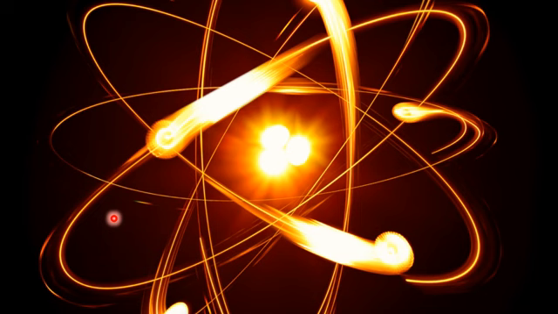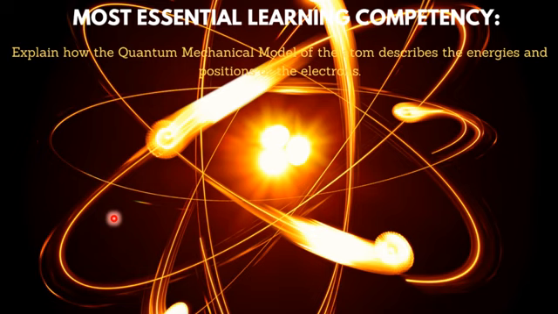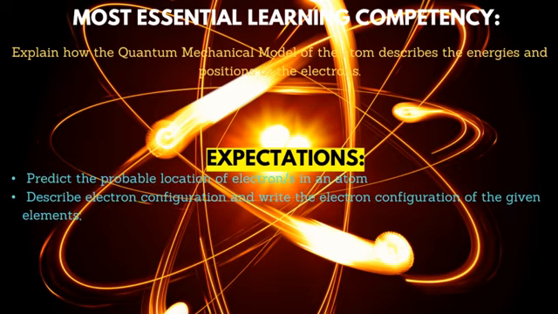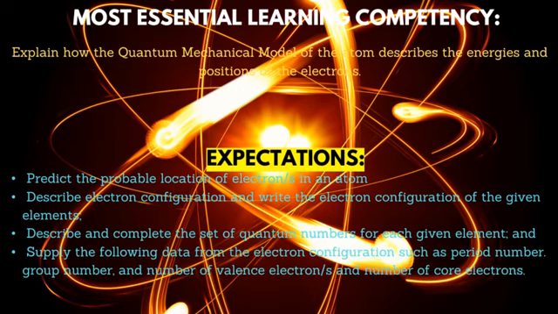The most essential learning competency is to explain how the quantum mechanical model of the atom describes the energies and position of the electrons. The expectations are the following. Number one, predict the probable location of the electrons in an atom. Number two, describe and write the electron configuration of the given elements. Number three is to describe and complete the set of quantum numbers for each given element. And number four, supply the following data from the electron configurations such as the period number, group number, and number of valence and core electrons.